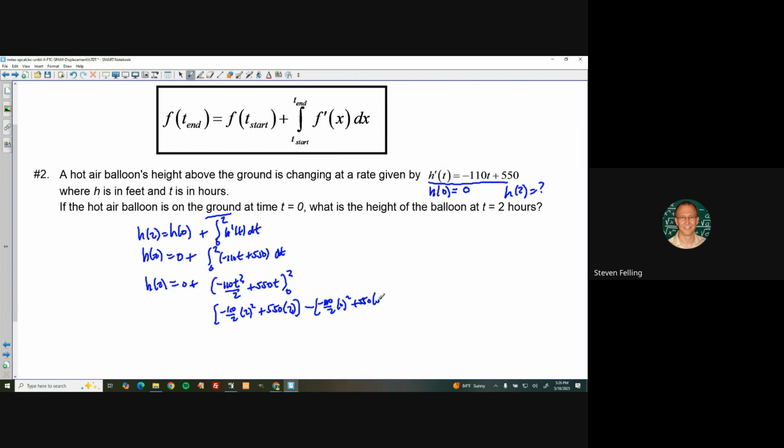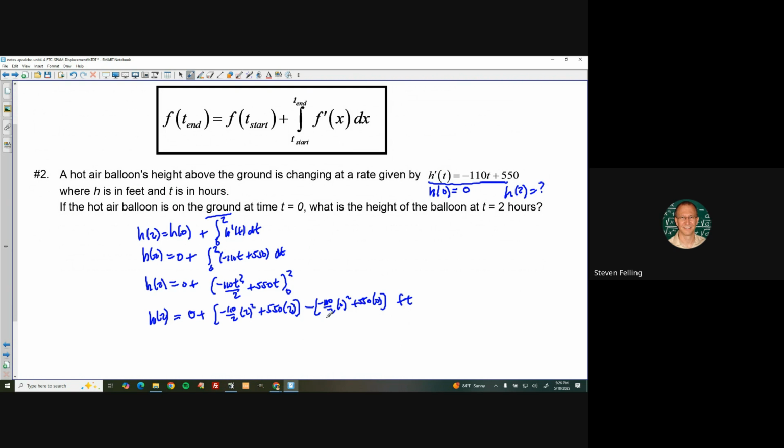550 with 0 plugged in. 0 plus that gives me the height at 2. You can leave it in this form, but we do have to put what the units are. The height would be in feet. So if I didn't have a calculator, I would have answers that look like this.